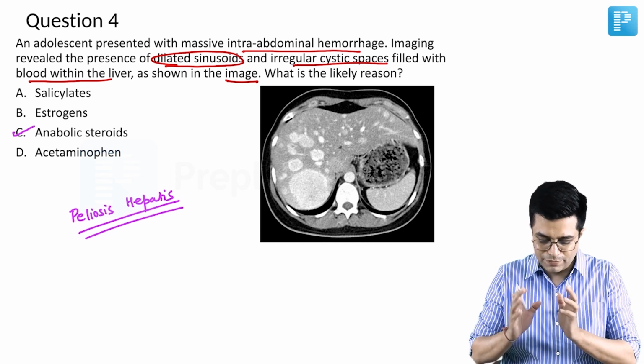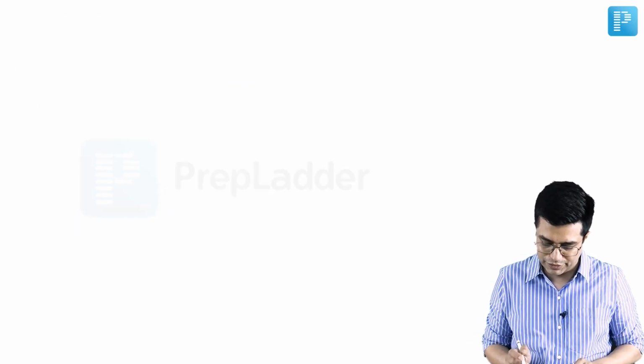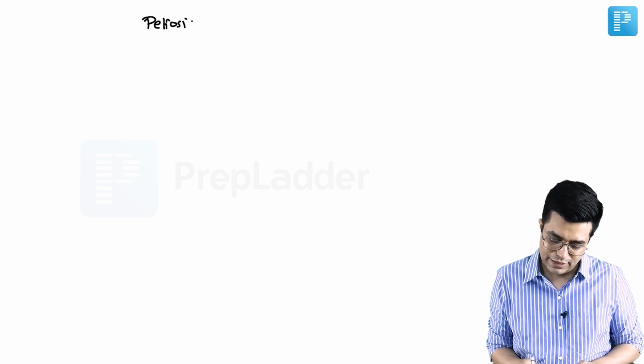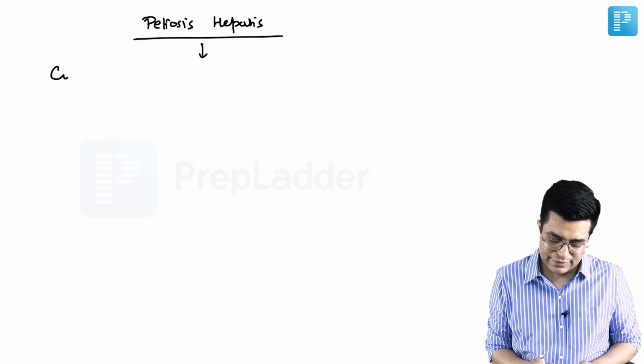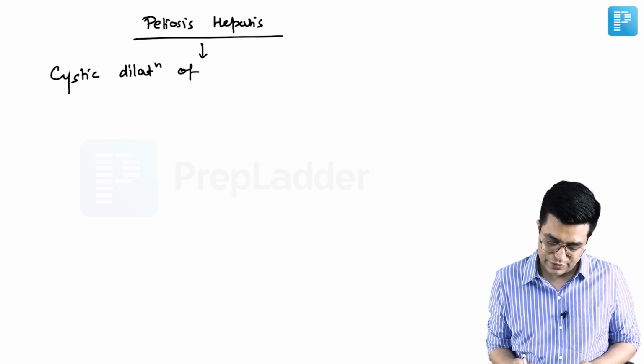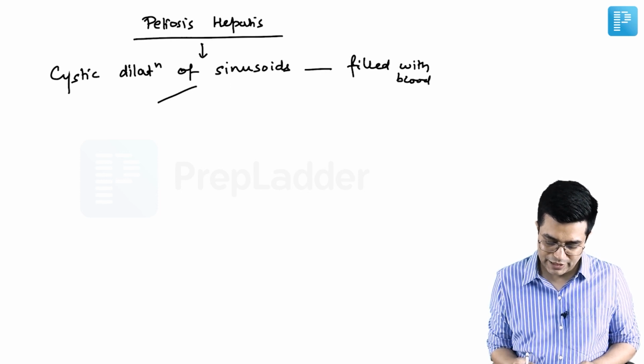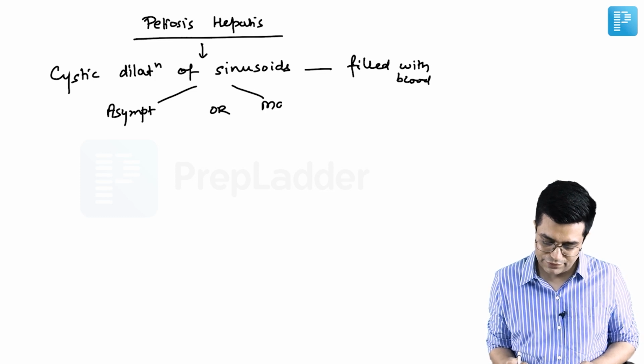What about one-liners potentially which can be asked related to this topic? So what are the key points that you should remember? Peliosis Hepatis is a condition in which there is cystic dilatation of sinusoids in the liver which are filled with blood. They can be asymptomatic or they may present with massive intra-abdominal hemorrhage.